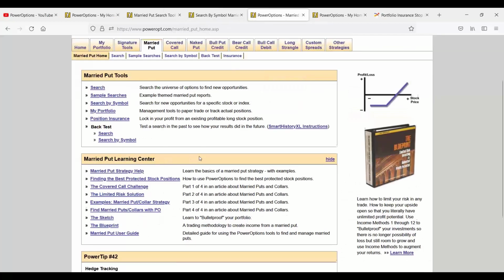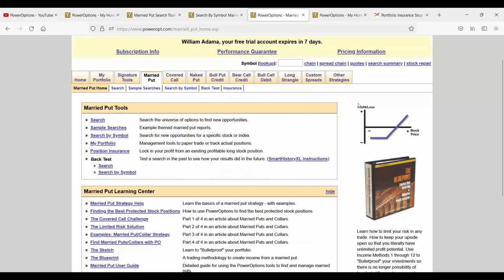Okay. So that's just some of the review on why the married put is not right in the search summary. You'd want to look more for use a married put on a stock you own. You just want to go to the married put, go to search by symbol, and select your preferred expiration date, and then you'll probably see better structures there that better match the better approach for the married put.